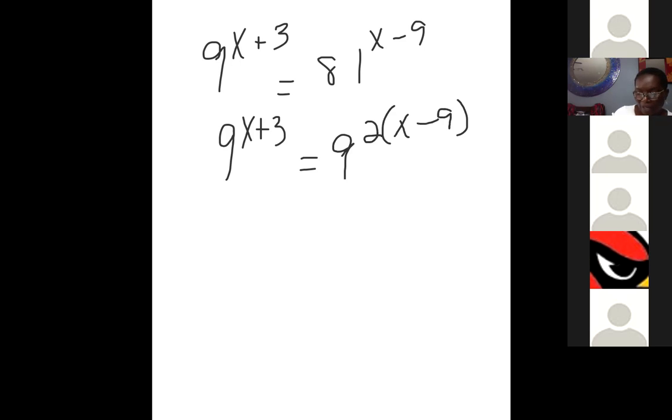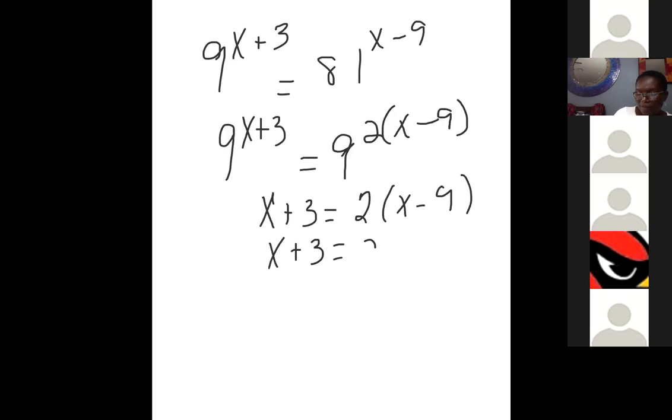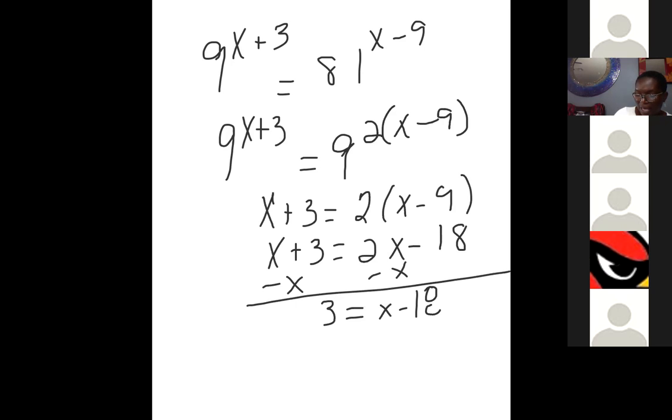Just be careful, okay? So now you take the powers and you set them equal to each other to solve this. You get x plus 3 is equal to 2x minus 18. I would subtract x from both sides. So I get 3 is equal to x minus 18. Add the 18 to both sides. So guys, here is the answer, 21.